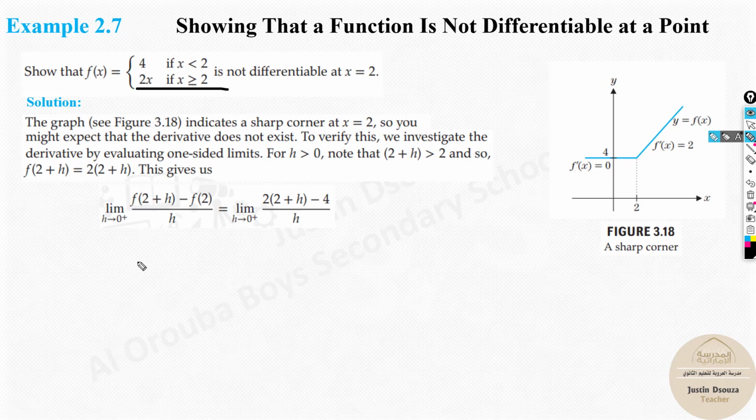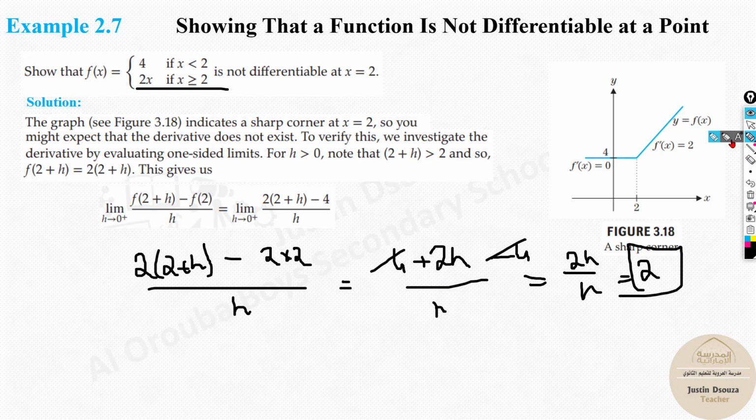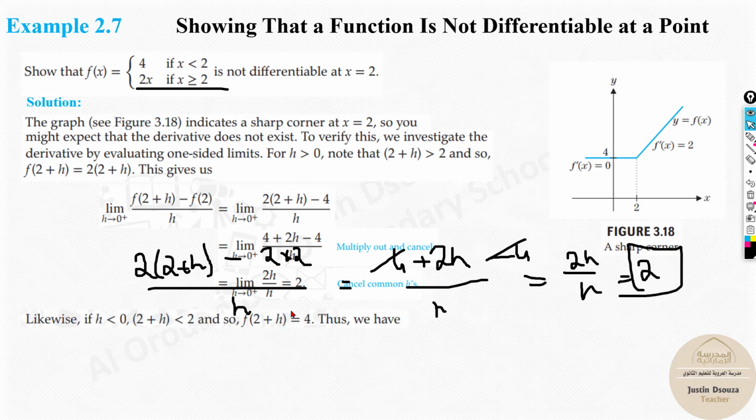This is the function. It will be 2 of (2 plus h) minus 2 into 2, divided by h. Let's substitute and solve. 2 times 2 is 4 plus 2h minus 4. This cancels out. You're remaining with 2h by h. The answer is 2. So the answer over here is straightforward, 2. Now it's not over. The same thing must be continued for what?